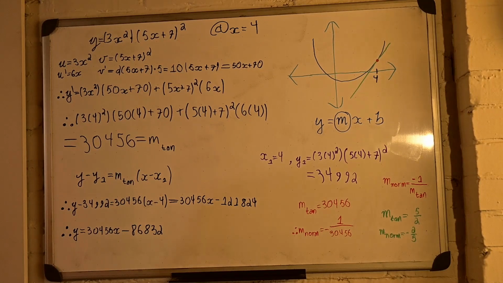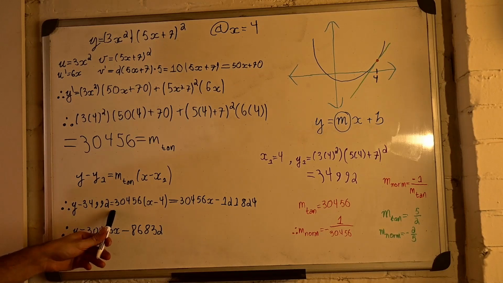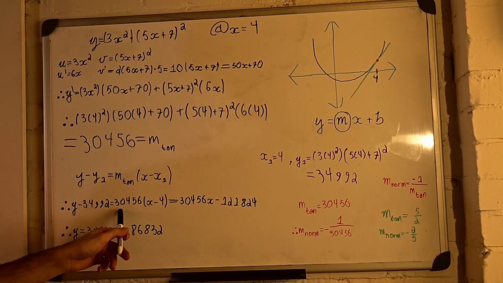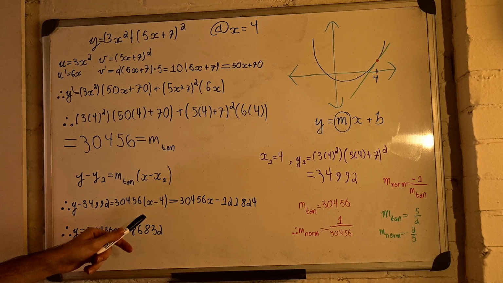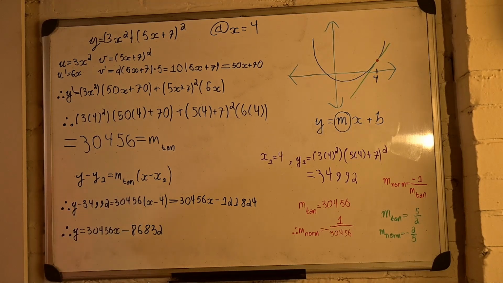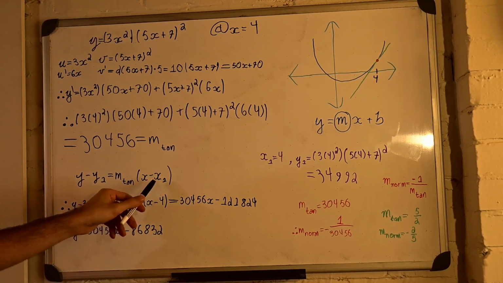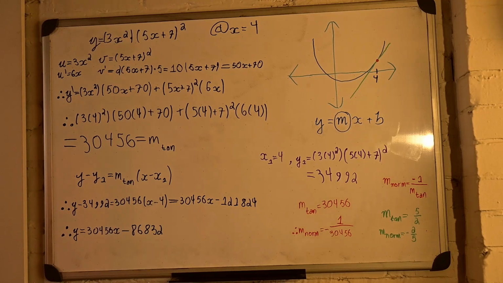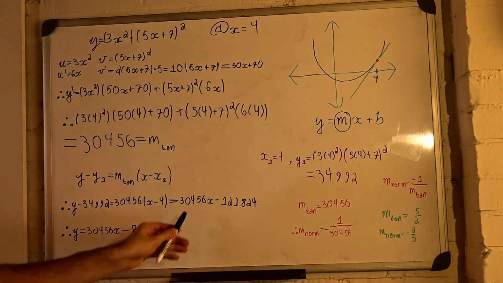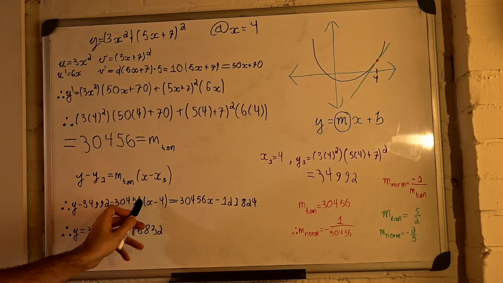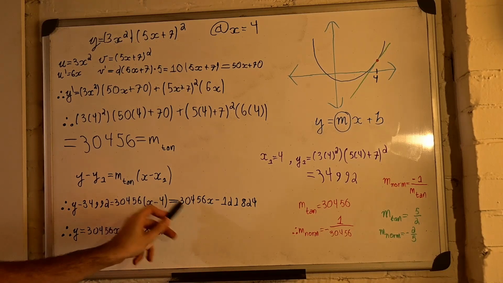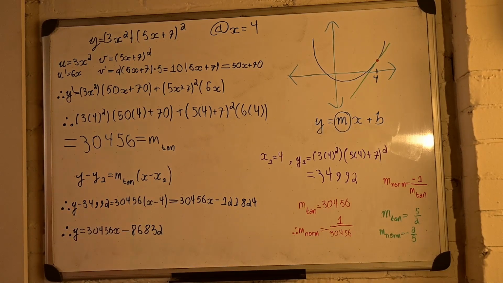So we have this equation. We plug in the numbers we just found. y minus 34992 is equal to 30456 times x minus 4. So y1 was subbed in, and x1 was subbed in. Now I expanded right here, right? I took 30456, multiplied by x, and also multiplied by minus 4. You get this. And now the only thing you need to do is isolate y, right?